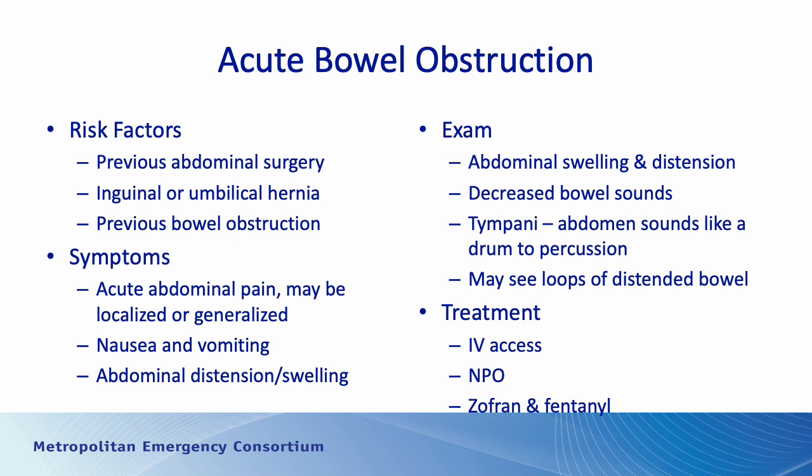Another thing we see commonly is acute bowel obstruction. So there's a kink in the gut and the bowel contents are not being moved through as they should be. So the peristalsis of the gut is impaired, and the patient can get into trouble. Probably the biggest risk factor we'll see is previous abdominal surgery or a history of previous bowel obstruction.